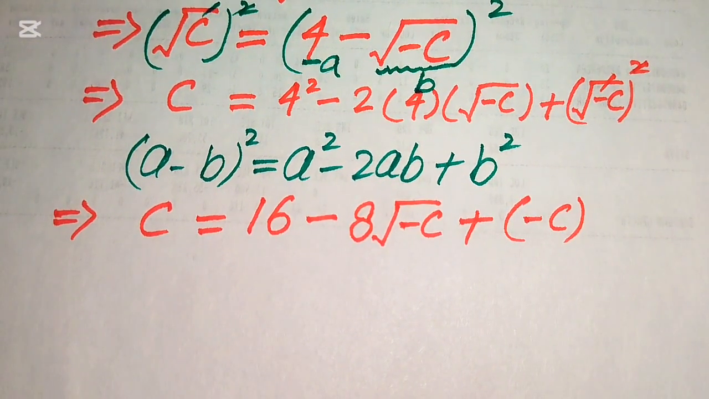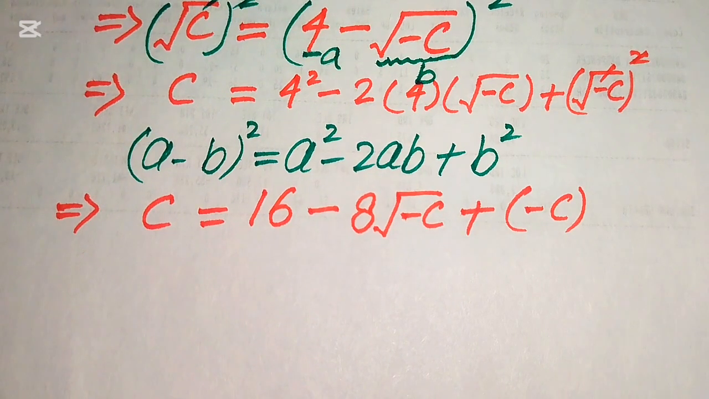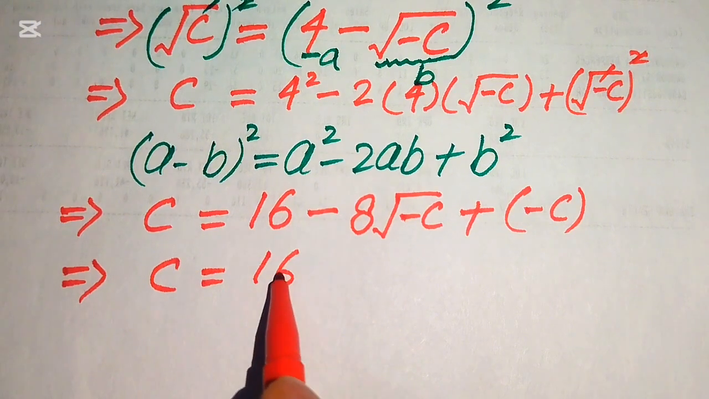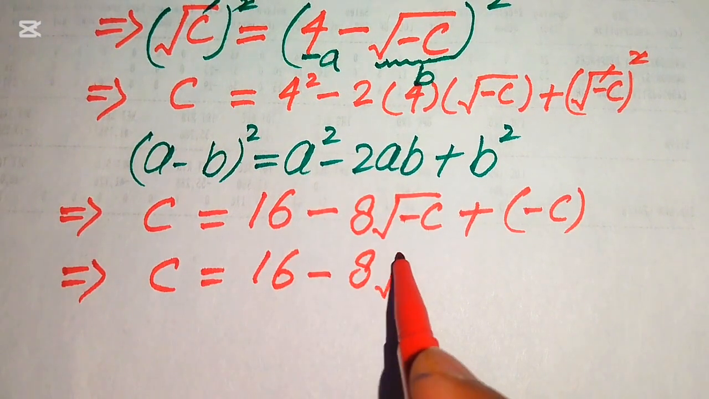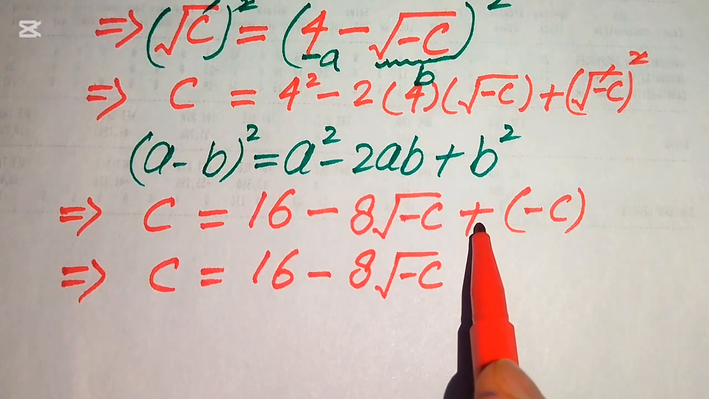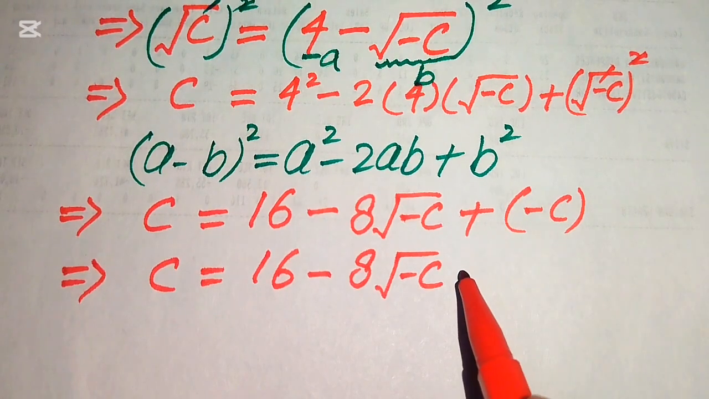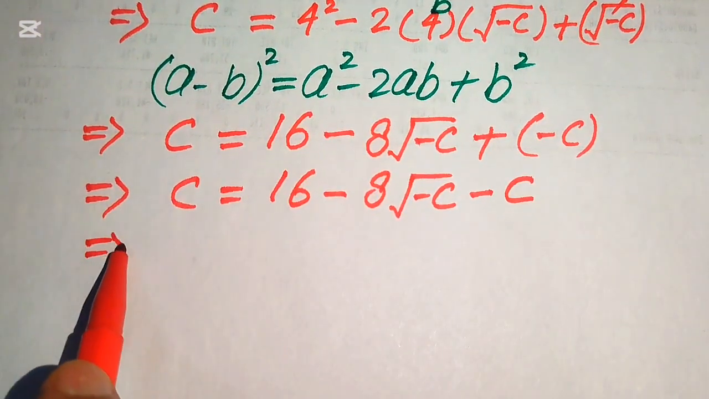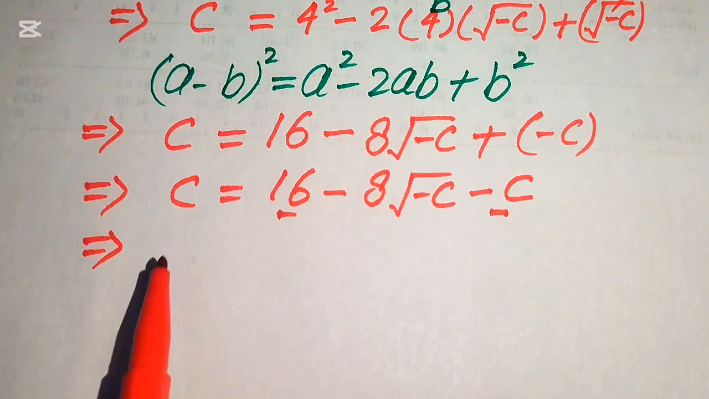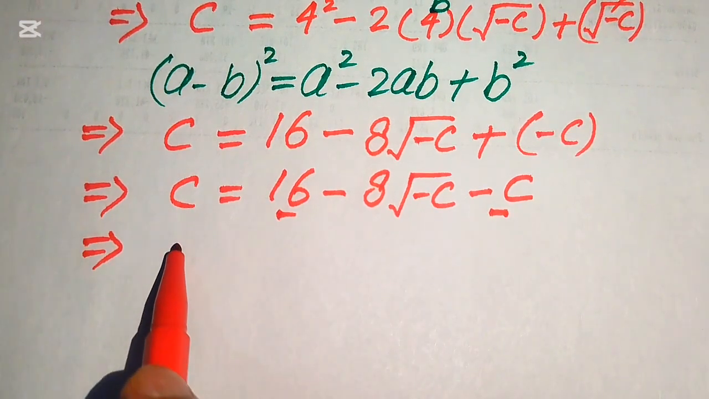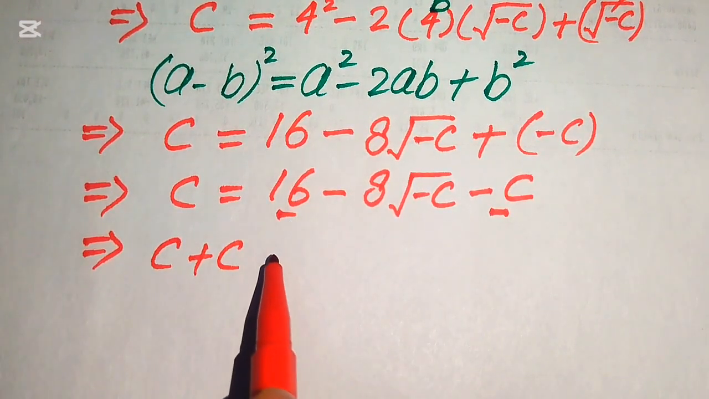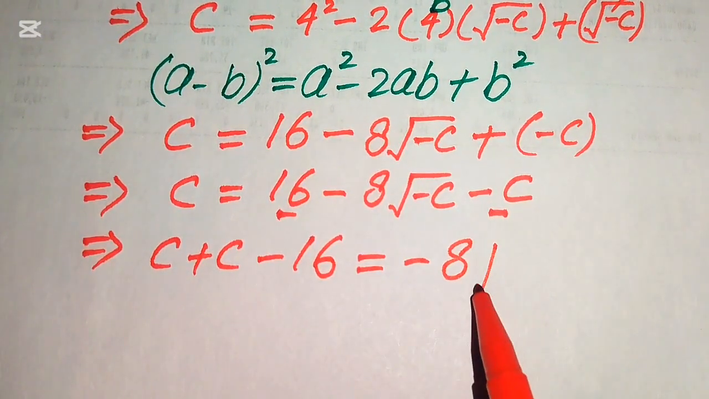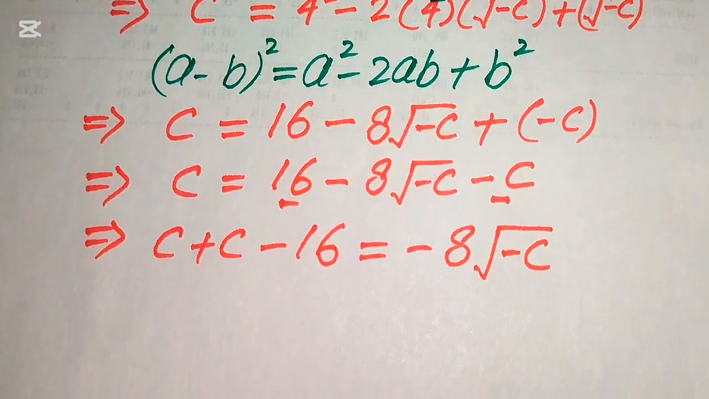And now in the next step we need more simplifications, and we have c equals 16 minus 8 times square root of minus c, and here you see that this is plus minus c. And now here in the next step we need to move this 16 and minus c to the left hand side. So this is minus c, when we move it to the left hand side it becomes plus c. This is plus 16 becomes minus 16. This whole equation equals minus 8 times square root of minus c.